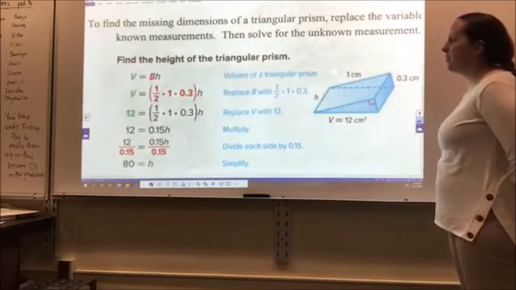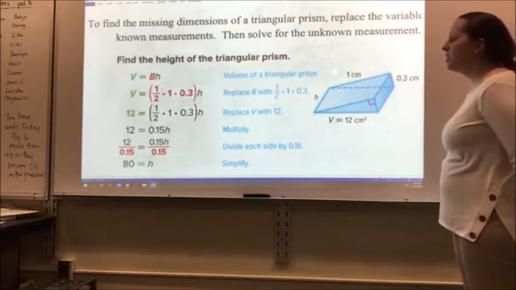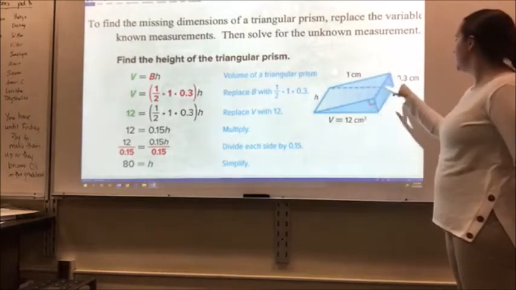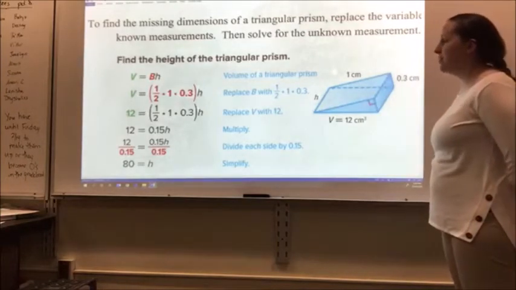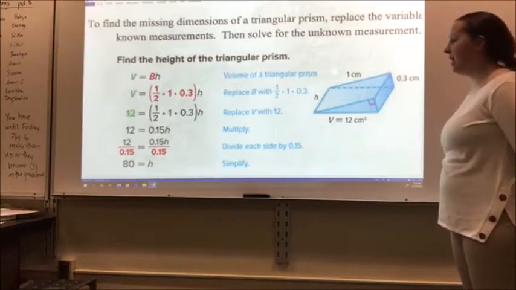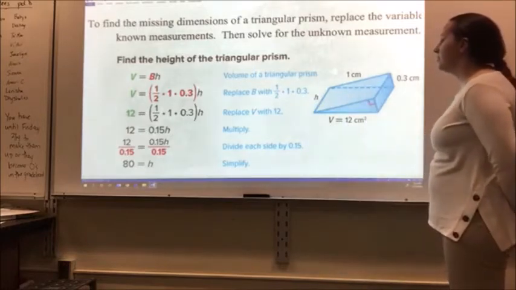So the volume of the triangular prism is 12 centimeters cubed. So 12 equals 1/2 times 1 times 0.3 times H. When I do 1/2 times 1 times 0.3, I get 0.15. And then I divide 12 by 0.15, so I get height is 80 centimeters.